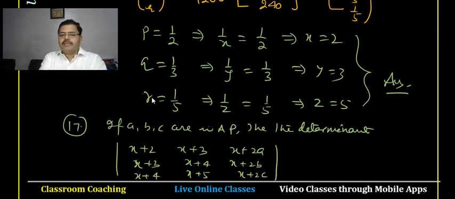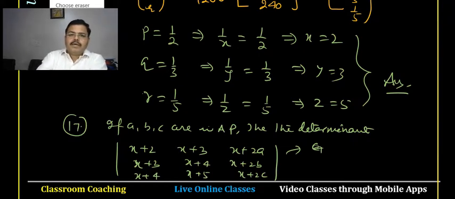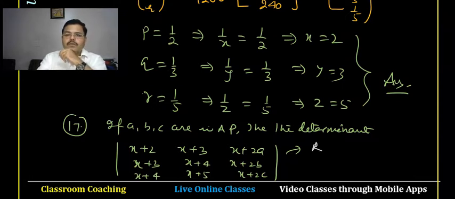What will that be? That will be 0. How is that? Let me explain this. If I write C1 → C1 + C3 − 2·C2... R1 tends to R1 + R3 − 2R2, then the first row will be 0, 0, 0, and therefore the value will be 0.